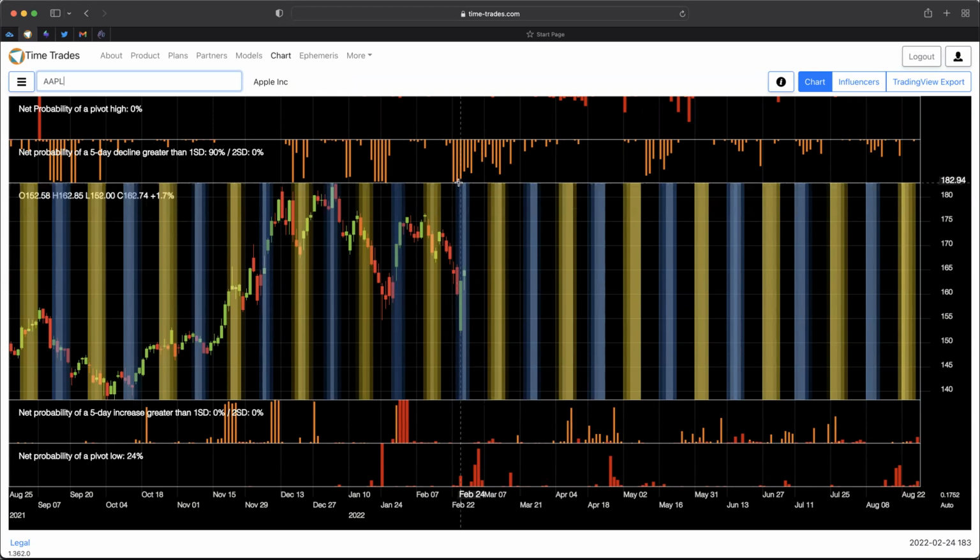But there's also declining probability of moves down. So in this case, what I'm doing is I'm putting more confidence in the pivot low forecast than I am in the move down forecast. I'm kind of discounting the information that's here because I know that based on the numbers, the accuracy of pivot lows and pivot highs is higher than the accuracy of one standard deviation moves. Okay, so that is Apple in the near term. We've got a pivot low forecast March 3rd. So that's what we're looking for this week.